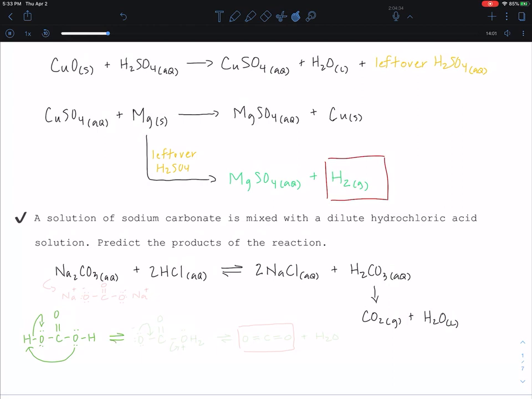This, by the way, is going to take me so much longer to draw than it actually does take for this to happen. This is like an almost immediate thing. If you were to pour these two aqueous solutions together, you would see the bubbles immediately.